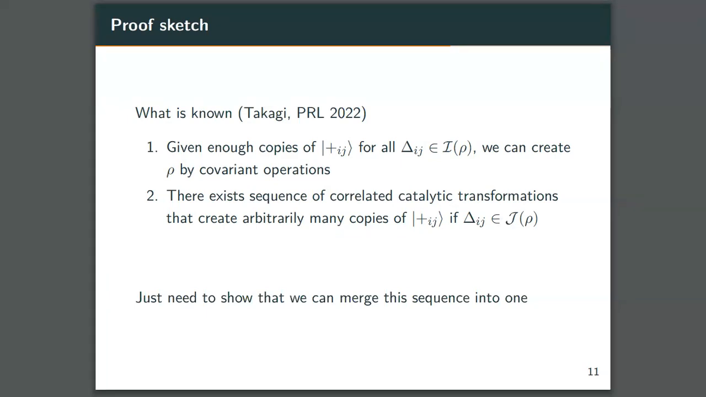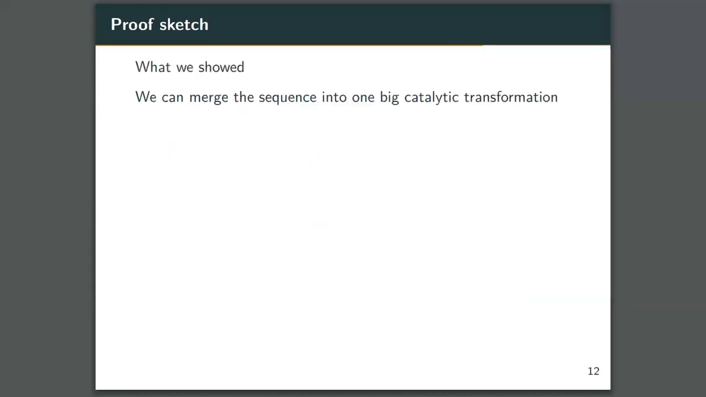So how do we show that we can merge this? A priori, it's not super clear, because it's a sequence of correlated catalytic transformations. I think before our work, it was not known whether catalytic transformations can be concatenated: if you have two correlated catalytic transformations, can you combine them into one big thing? In some sense, this is our technical contribution, that we show it's actually possible. So how do we do this? We show we can merge it into one big thing.